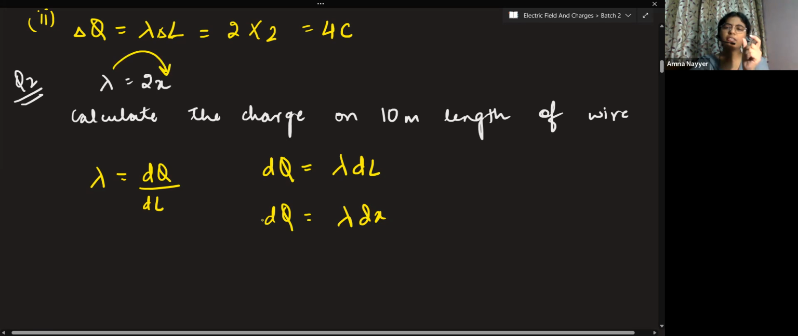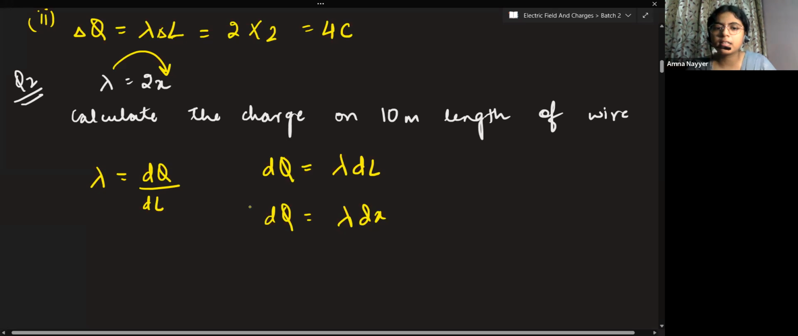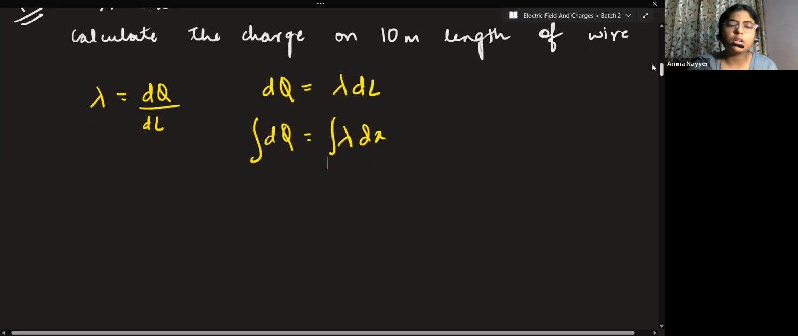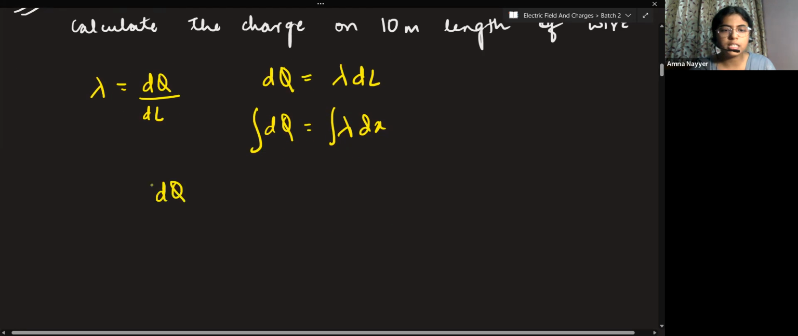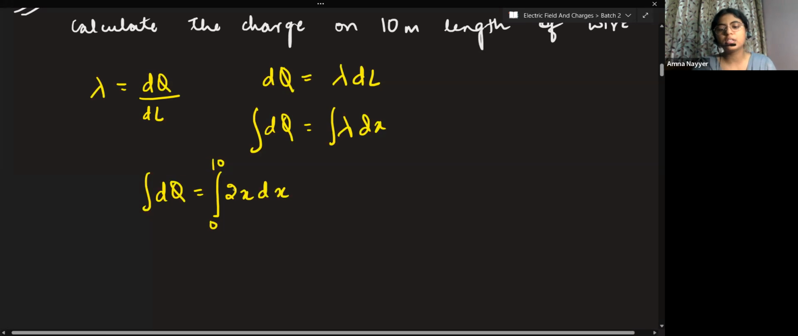Now see, you have a very small part of the wire. You wish to calculate the charge on the whole, that is on 10 meters. You want to expand it. So what will you do? You'll simply integrate it. You'll do basic integration. Lambda is given as 2x. So dq will be 2x dx, and integrate. From where do I have to integrate? From 0 to 10 meters. Why? Because the length of the wire, which we have to calculate, is given as 10 meters. So the limits will be from 0 to 10 meters.